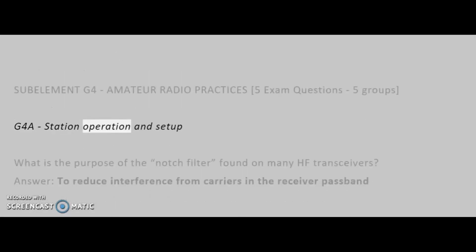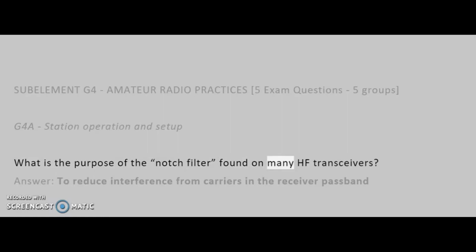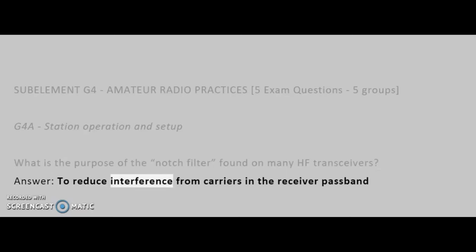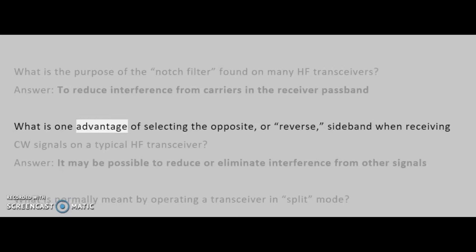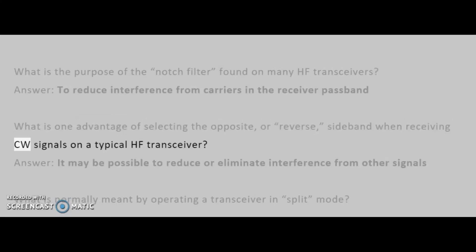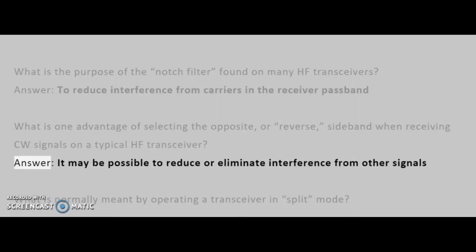G4A Station operation and setup. What is the purpose of the notch filter found on many HF transceivers? Answer: To reduce interference from carriers in the receiver passband. What is one advantage of selecting the opposite, or reverse, sideband when receiving CW signals on a typical HF transceiver? Answer: It may be possible to reduce or eliminate interference from other signals.